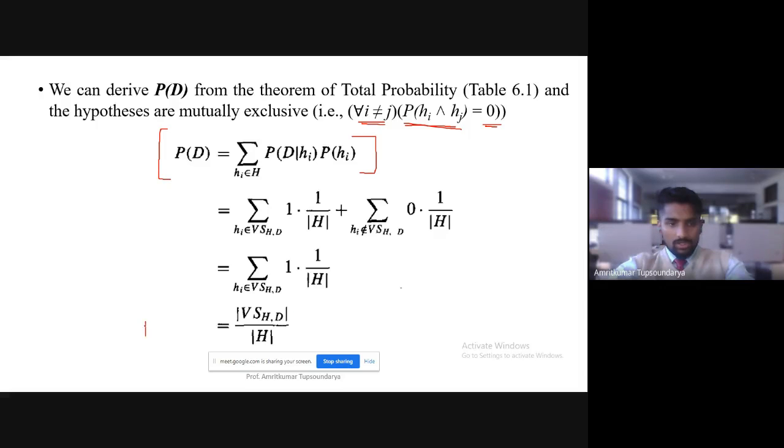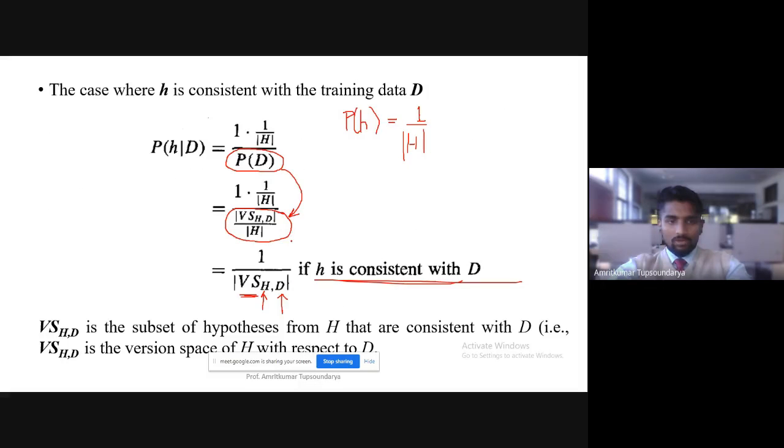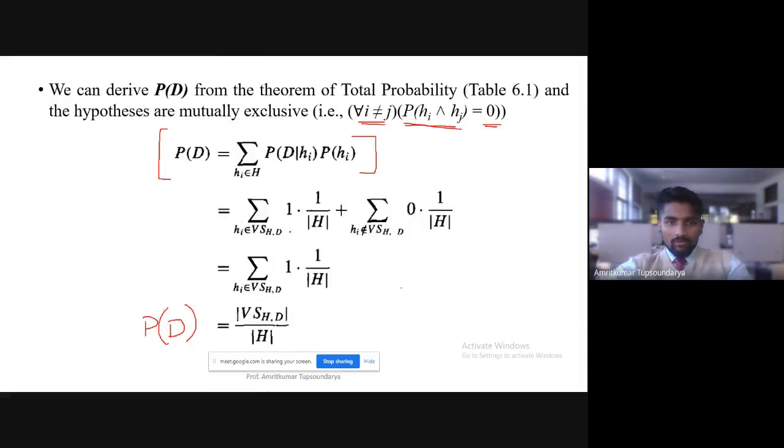So that is the reason that P of D, that is the probability of the training data D, is replaced with this ratio of Version space and hypothesis space in this formula here. I hope that clarifies why we have P of D as that value.